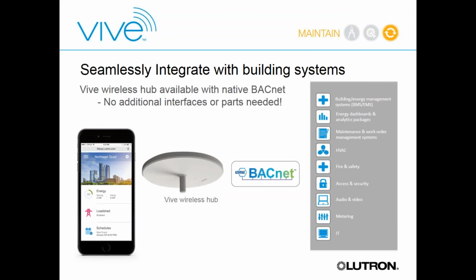So an example of this is that if I want to have the occupancy sensors from my lighting control system set back the HVAC system, I can communicate that directly to that system using this Vive wireless hub. And there's a number of other examples like space utilization. We can share information to other dashboards, etc.